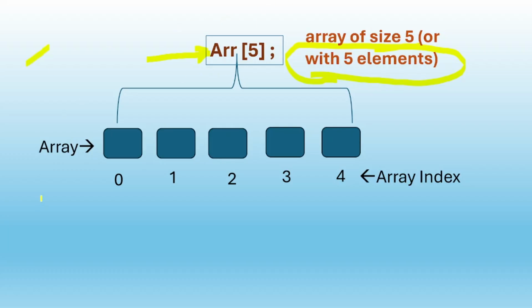We know that array index starts with 0, so the elements will be stored from index 0, then 1, then 2, then 3, and then 4. Is this clear? So the index of the last element will be n minus 1. Here, what is n? The size of the array. The size is 5, so the index of the last element will be 5 minus 1, that is 4. Is this clear to everyone?